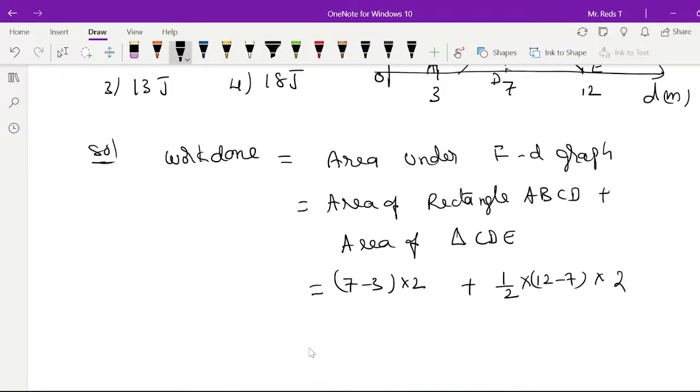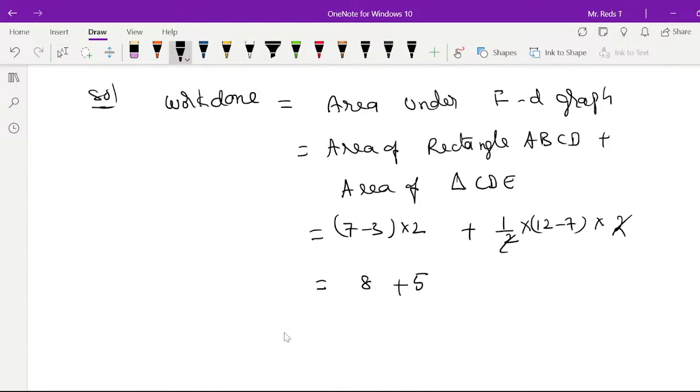Yes, if you simplify this, 7 minus 3 is 4. 4 into 2 is 8. Plus here, the 2 cancels. 12 minus 7 is 5. Very good. So it is 13. Therefore work done W is equal to 13 joule.